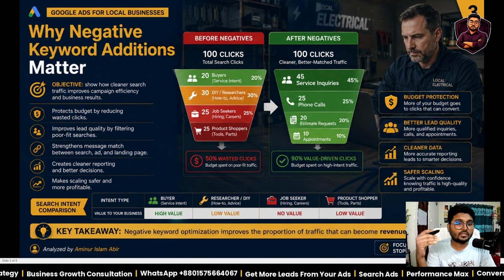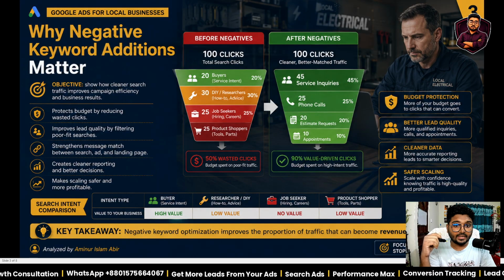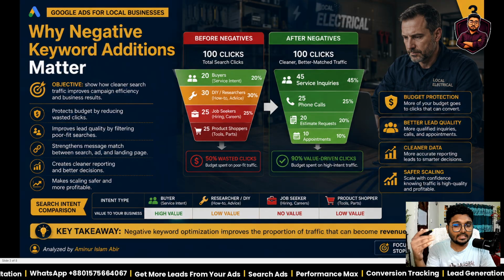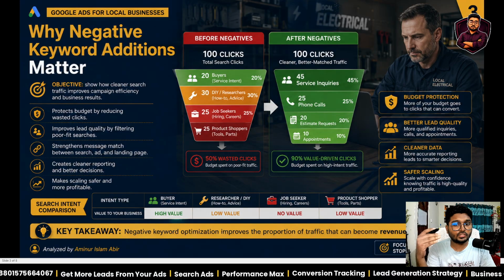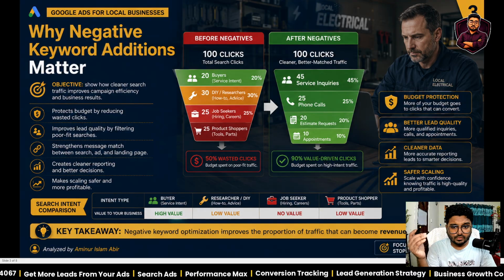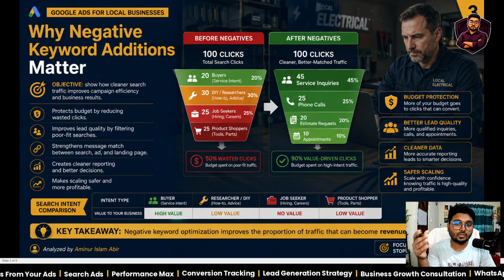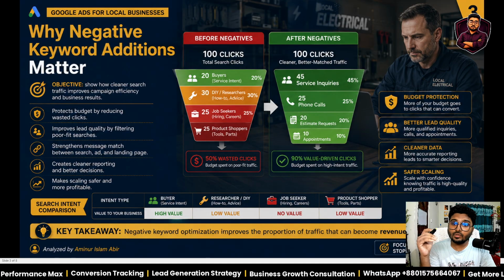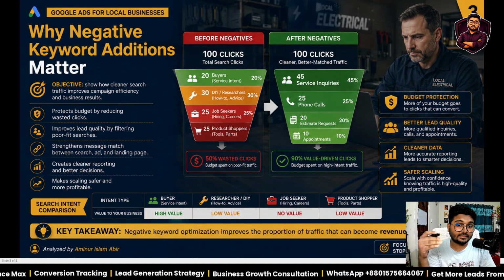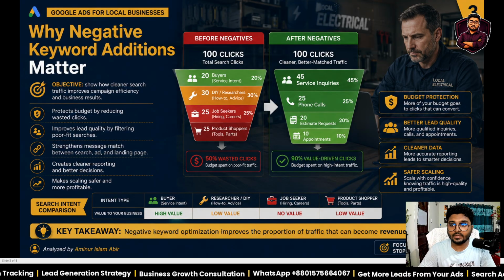Let's compare some searchers. A buyer searches emergency plumber near me. This has a strong business value. A researcher searches how to fix a leaking pipe. This is usually not strong buying intent. A job seeker searches plumbing jobs near me. This is not useful for a service campaign. A product shopper searches plumbing repair tools, and a student searches plumbing courses. All these searches use plumbing related words, but only one clearly shows service buying intent. Negative keywords help increase the amount of traffic that can become revenue. Let's apply this process to an emergency plumbing campaign.